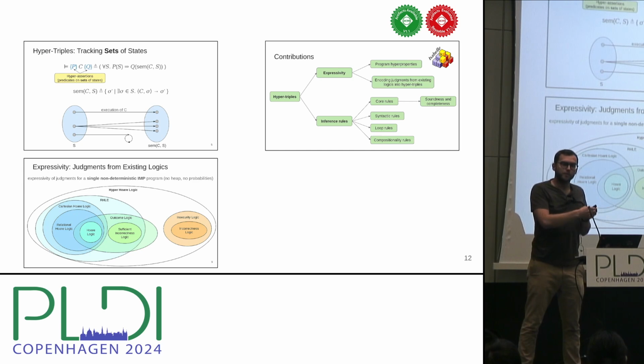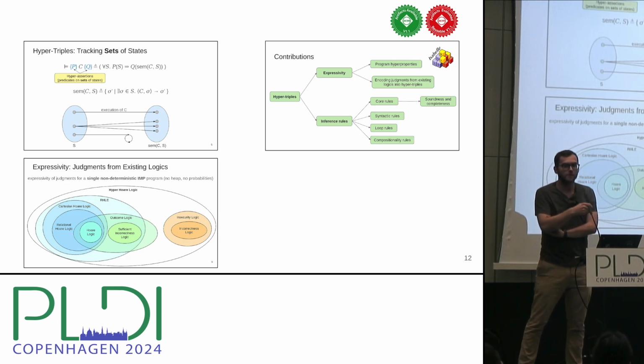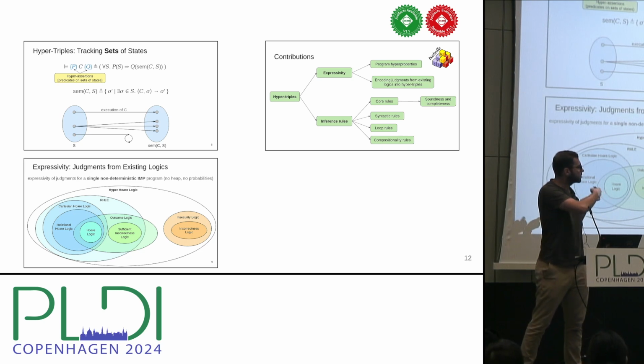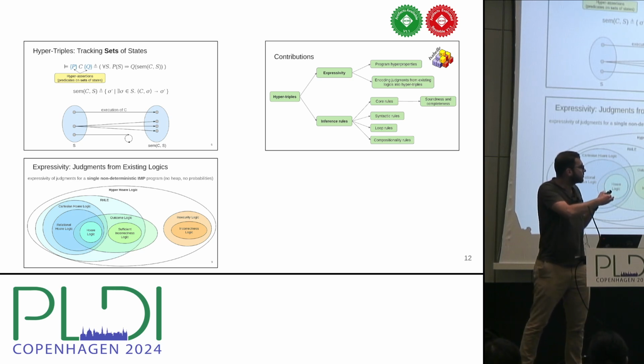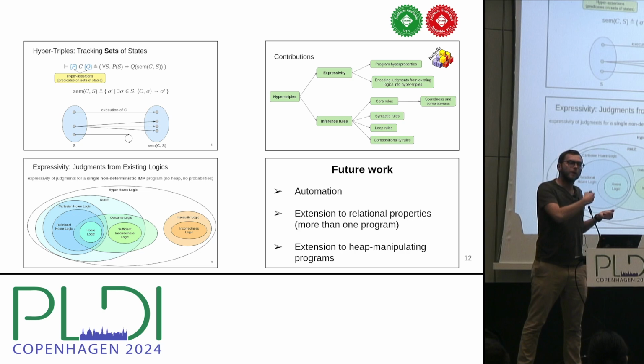So to conclude, I've presented Hoare logic, which establishes hypertriples. The key idea is to track sets of states. In the paper, we show much more. We show that those triples are highly expressive, and we show, in particular, inference rules for loops and for compositionality. And we are working on building a deductive verifier based on Hoare logic.